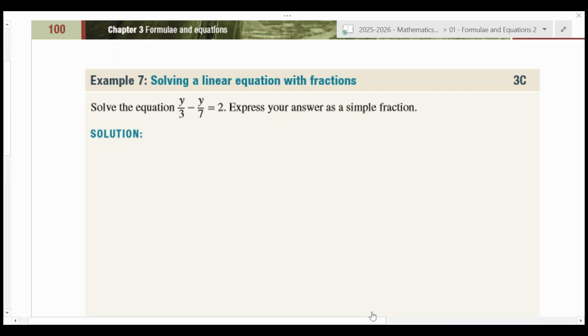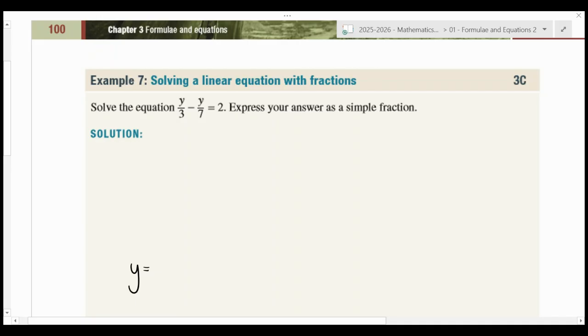All right, folks, we are now solving a linear equation with fractions. Very similar to what we've done before. The main thing you've got to think about is what do we want our final answer to look like? In this particular case, we want it to be y equals. So I'm going to do similar to what I did on the last one.